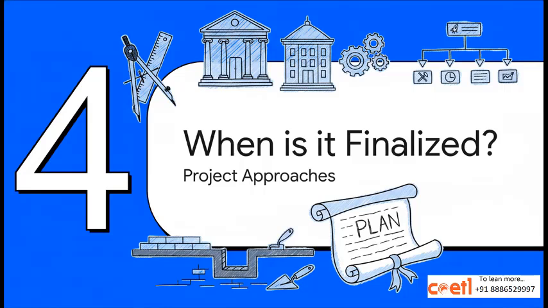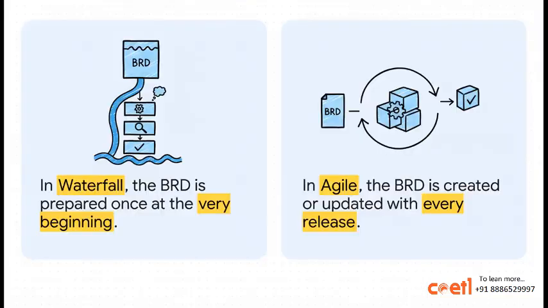Okay, so a question that always comes up is, when is this blueprint actually finished? And the answer really depends on how you're running your project. There are basically two main schools of thought here. With a traditional waterfall project, you create the entire finished blueprint, the whole BRD, right at the start. It gets signed off, and then you build. But with an agile approach, the blueprint is more of a living document. It gets created or updated in chunks with each new phase or release, which allows for a lot more flexibility.